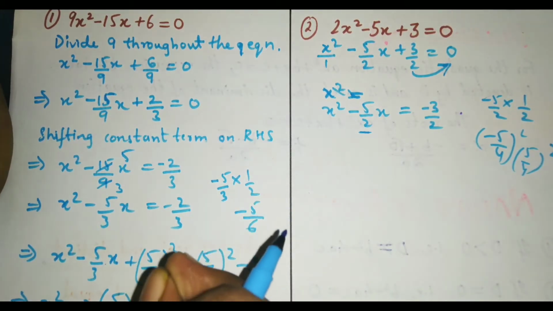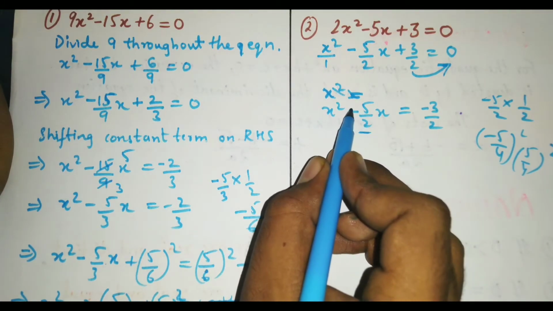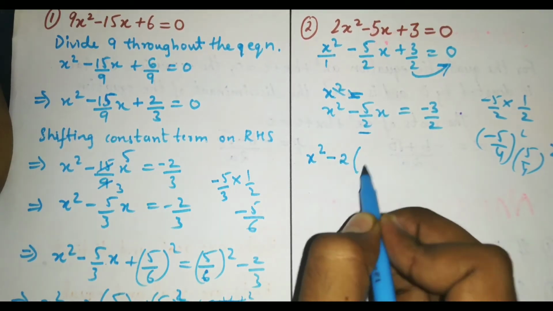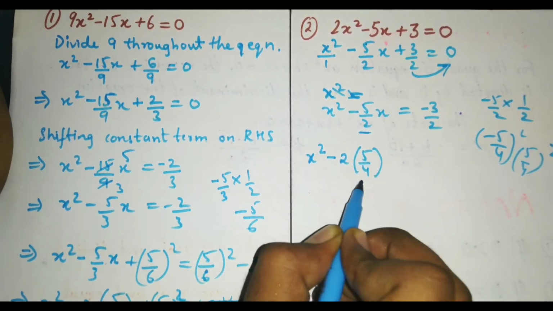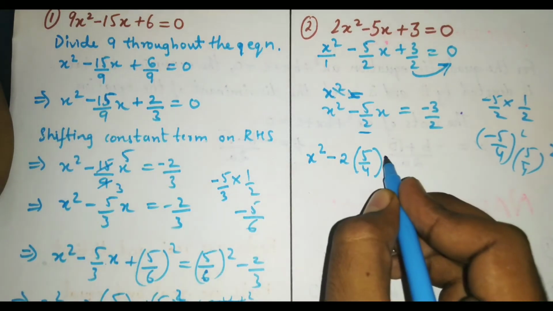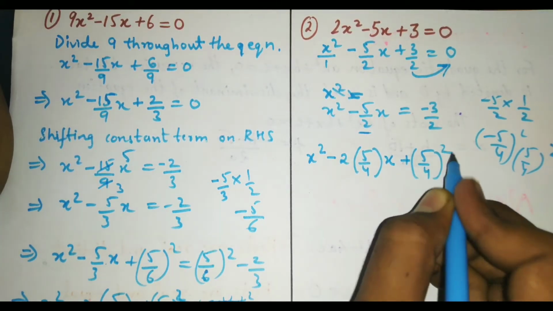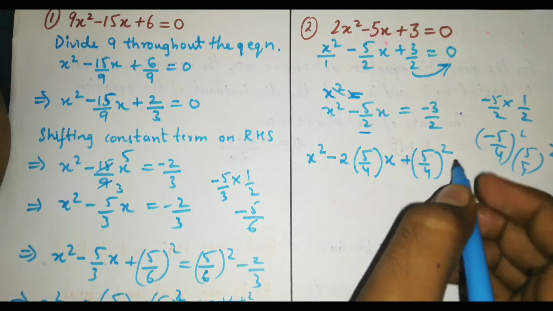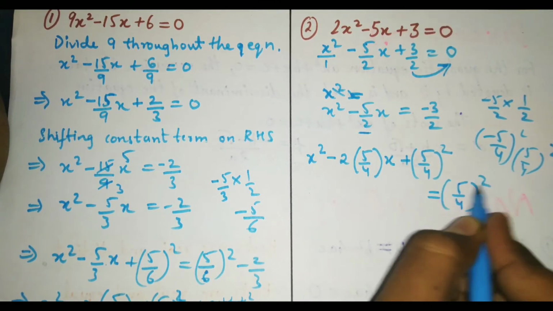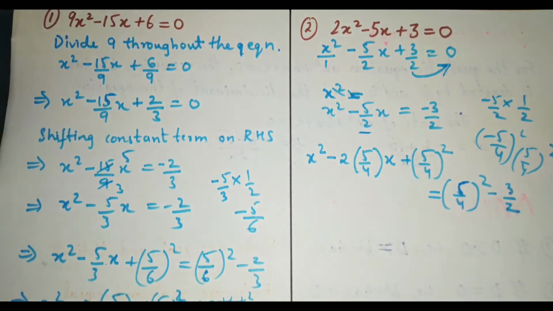And along with that step, you have to replace this with 5 by 4 and multiply with 2. So x square minus 2 into 5 by 4 x, plus 5 by 4 whole square, equal to, I write it here, 5 by 4 whole square, minus 3 by 2. Why 5 by 4? Because that is the term we are going to add.